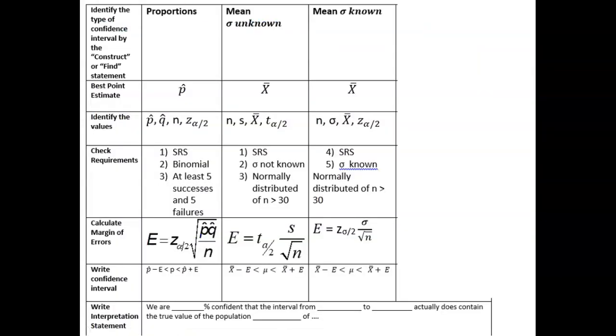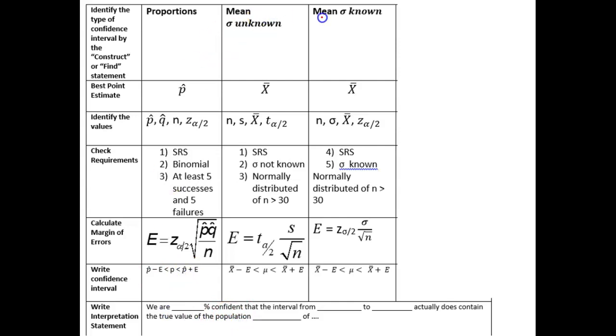This is a chart that I've put together. It's available on Canvas under the module and also on the overview page. If you click on that, it's the confidence interval study guide page. At this point there are going to be three different types of confidence intervals. The first was the proportion type. The best point estimate for that was p hat. The values we needed were p hat, q hat, n, and our z critical value. We had these requirements, this margin of error formula, and we wrote our confidence interval using the p hat, and then we had our interpretation statement.